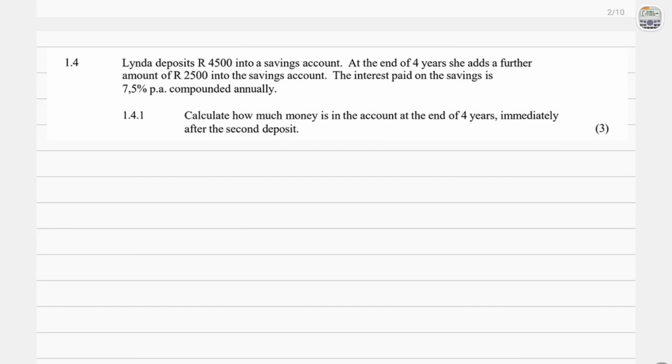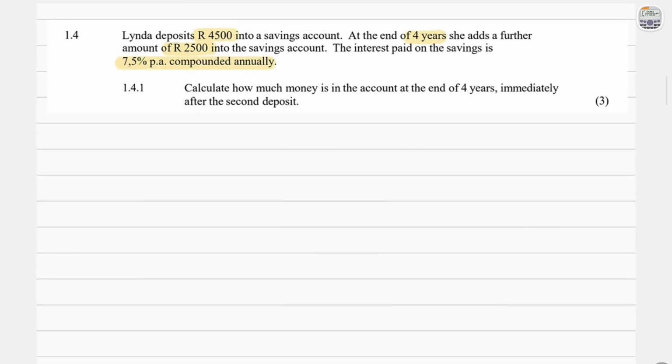The next question, question 1.4 says, Linda deposits 4,500 Rand into a savings account. And then at the end of 4 years, she adds a further amount of 2,500 into the savings account. You can already see when somebody invests money and then they put extra money in, this is usually going to be a timeline question. Okay, the interest paid on the savings is 7.5% per annum compounded annually. So the first question asks us to calculate how much is in the account at the end of 4 years immediately after the second deposit.